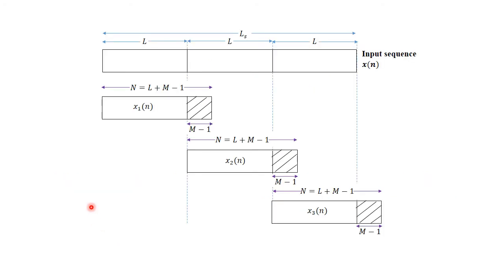Now let us go through the diagrammatic realization of all the steps. This is going to be the complete input sequence x of n, and this is going to have the length ls. Then we are going to divide this long sequence into smaller sequences, and each smaller sequence is going to have the length l.